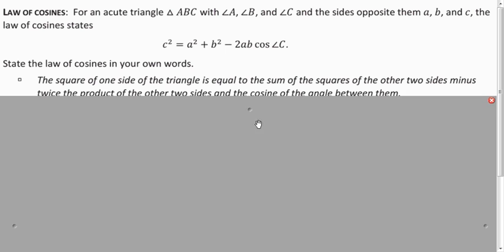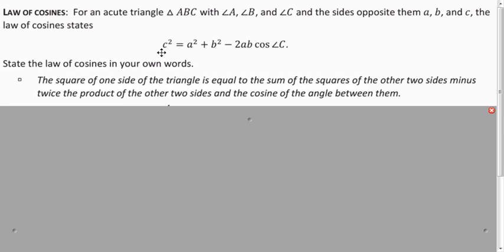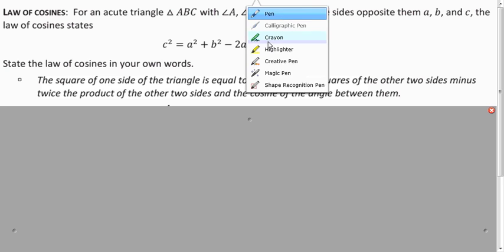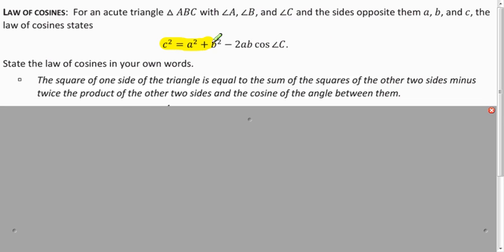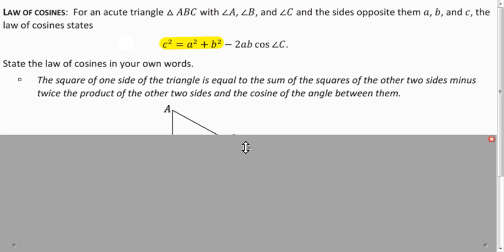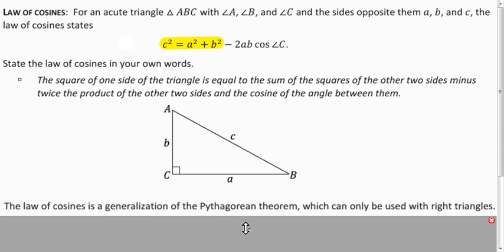So here's one explanation. We have the square of one side of a triangle. That's equal to the sum of the squares of the other two sides minus this quantity. Notice that in this quantity we have cosine, hence the name law of cosines. And if the beginning here looks familiar, that is no coincidence. We get that from the Pythagorean theorem.